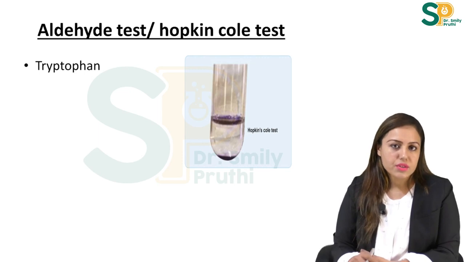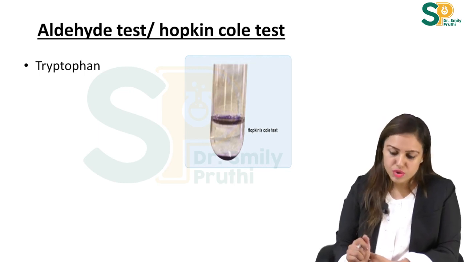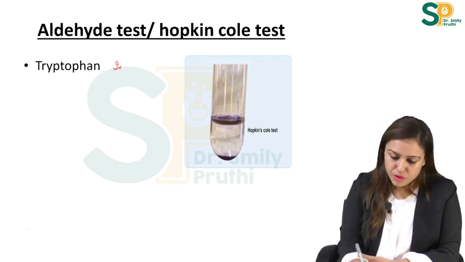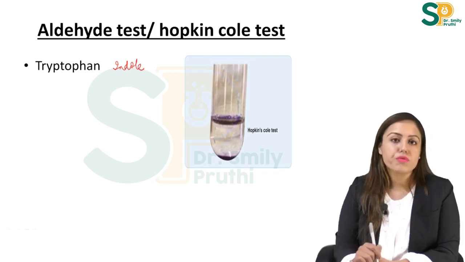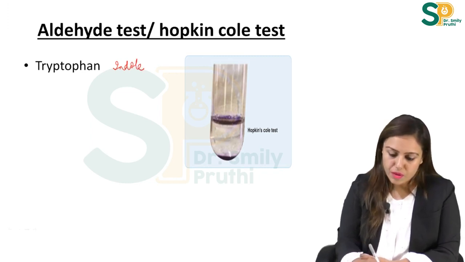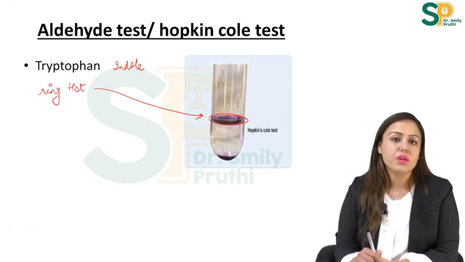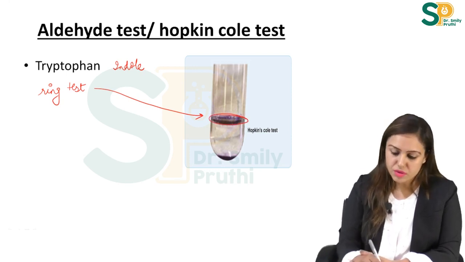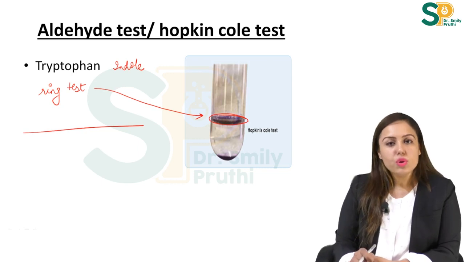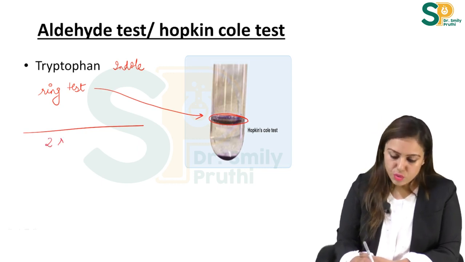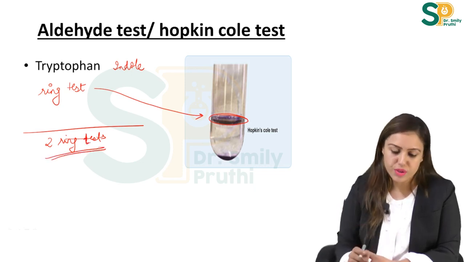Then Aldehyde test or Hopkin-Coles test, which is for the indole group of tryptophan. It is a ring test. It is a ring test. There is a purple colored ring at the junction. Also, can you tell me 2 more ring tests which we do in biochemistry? Like there is a ring at the junction of 2 liquids.